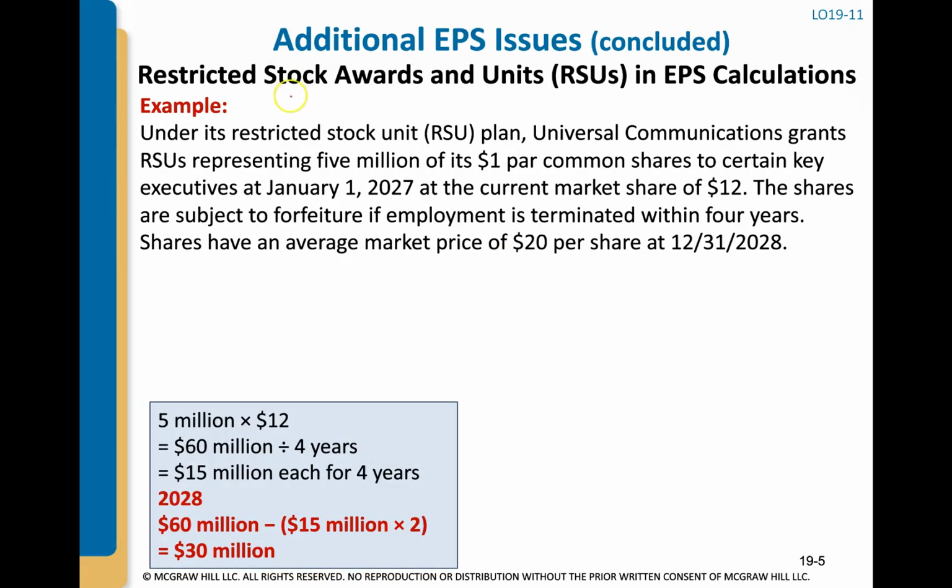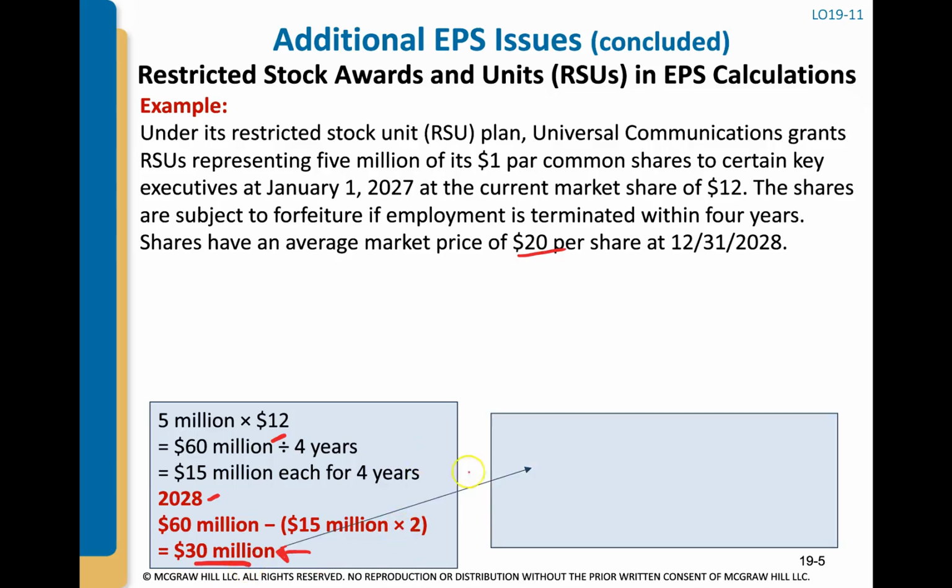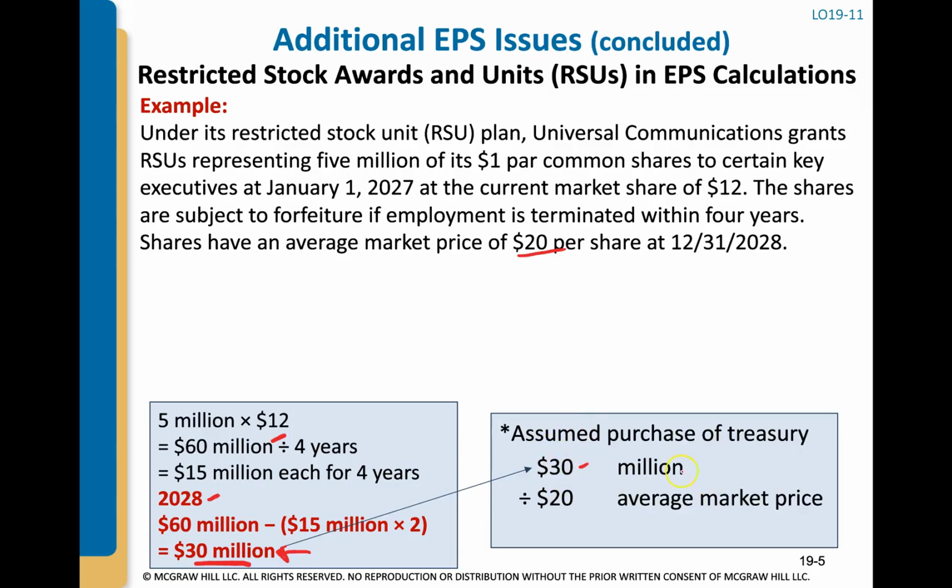Let's move forward with the same example, except now we're going to go to the end of the next year, 12/31/2028, and we're going to say in 2028 the average market price was $20 per share. So again, our total compensation expense over a 4-year period is going to be 60 million, but now at the end of 2028, we've expensed $30 million of it, and we have $30 million remaining to expense for those unvested restricted stock units. That's what we're going to use as our proceeds, our fake proceeds really, to purchase back those shares as treasury stock. So we're going to take the 30 million and divide it by the average market price for 2028. And so we can buy back 1.5 million shares using that 30 million.